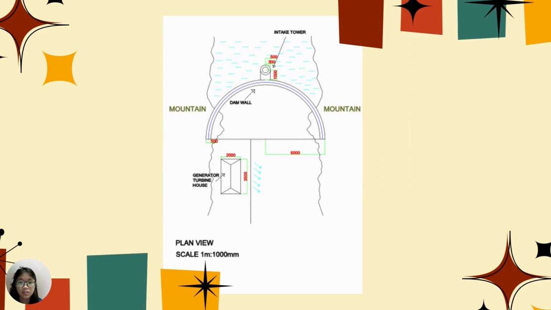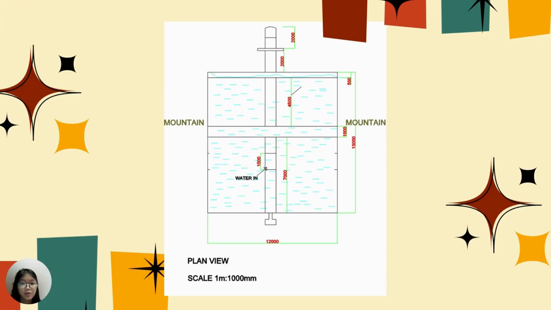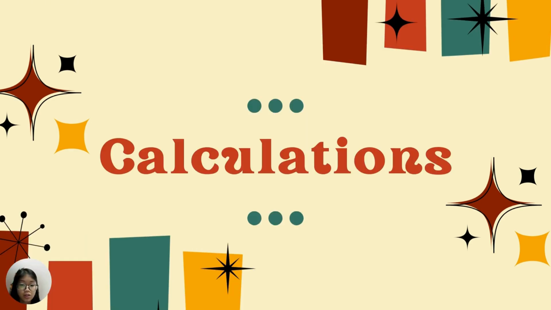Next, this is a plan view of the dam, and we can see the generator turbine house is built at the lower left of the dam because we assume they have a flat platform to build on among the mountain. This is the front view of the dam, and the hole where water goes in is at 8.25 meters from the water surface. Beside the dam is the mountain, and the dam height is 30 meters and the width of the dam is 12 meters. Next is our calculation.